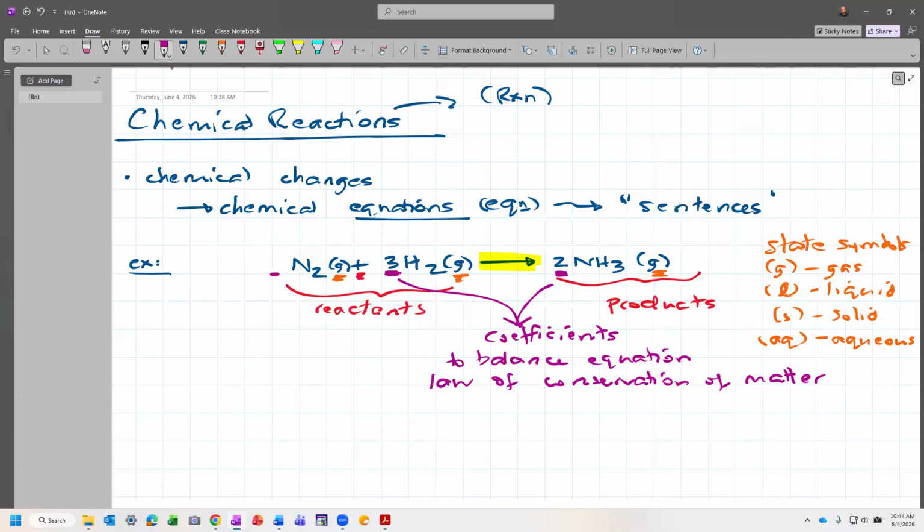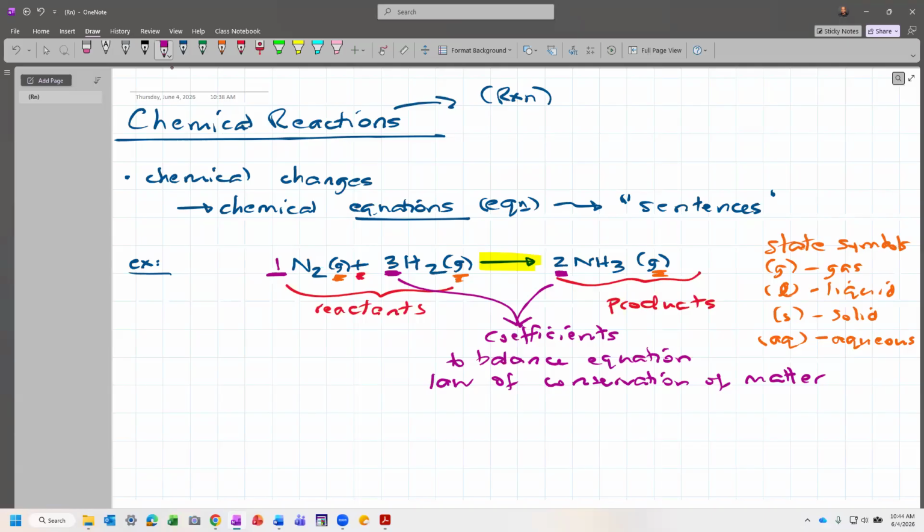If you don't see a coefficient, like in the case in front of N2, 1 is understood to be there. We don't usually write the 1 in, but it is there. What you don't want to do is put a 0. That means there's nothing there. Okay, so that's typically how all of the reactions are going to look.